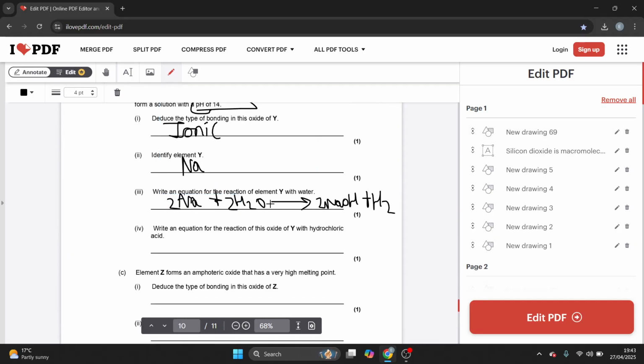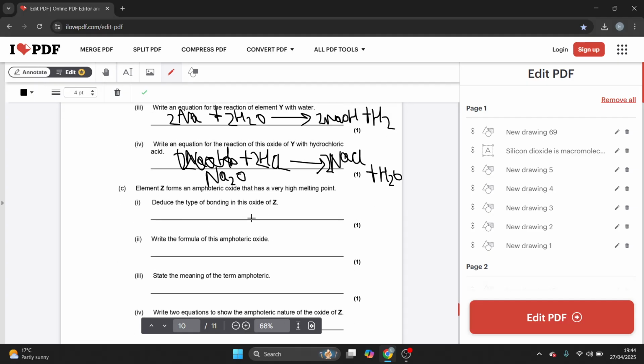There are only so many equations I can test you on. And then write the equation for the reaction with the oxide of Y. So sodium oxide with HCl, where you're going to form NaCl. You're also going to form H2O guaranteed. So you need a 2 here, a 2 here, and a 2 here. No, sorry. Reaction of this oxide. No, that's sodium hydroxide. So I need sodium oxide: Na2O plus 2HCl gives 2NaCl plus H2O, and that makes sense.